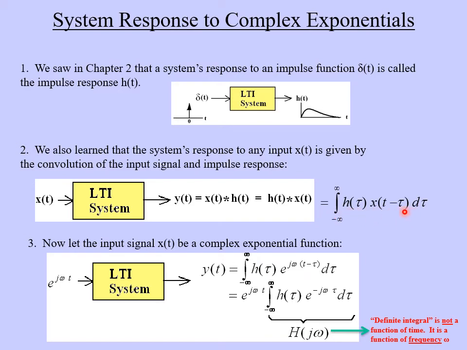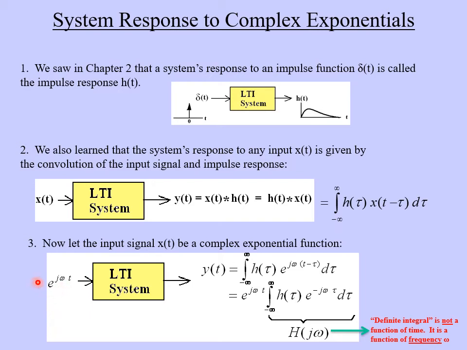Okay, so I'm going to write this here. So here's what we're going to do now in this chapter. We're going to let this input function up here, x of t, be a simple complex exponential like this. So e to the j omega t.